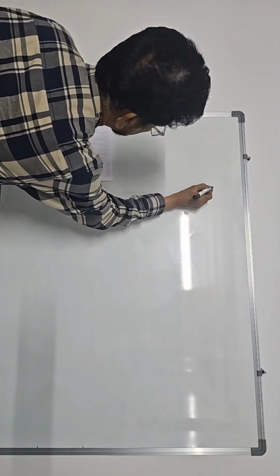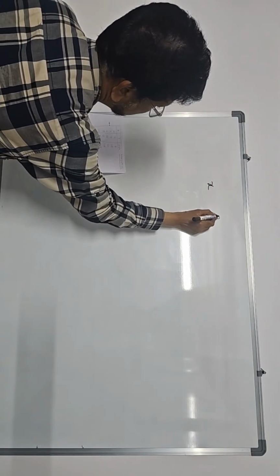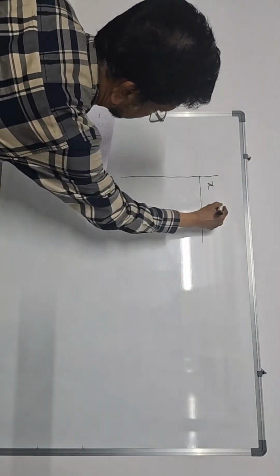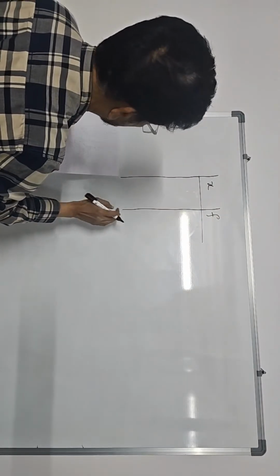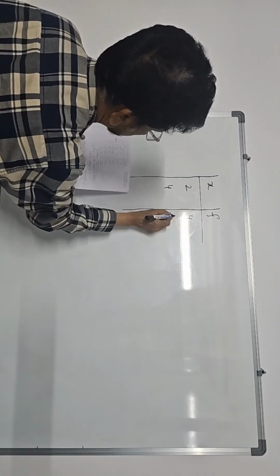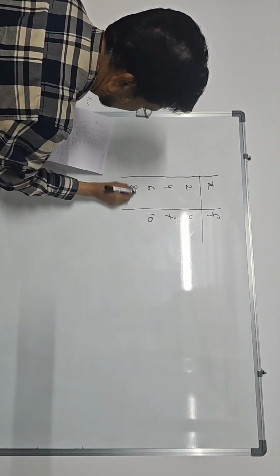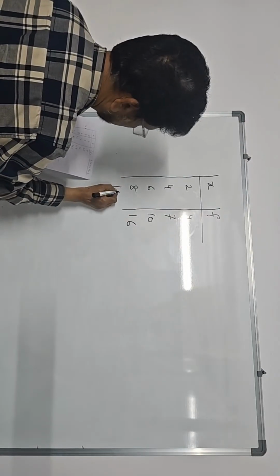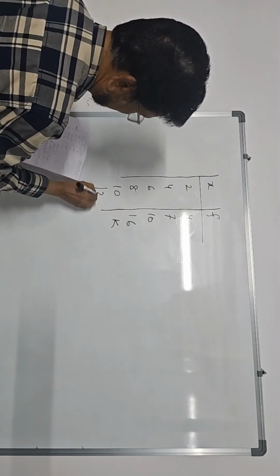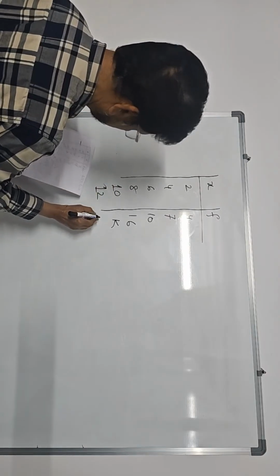A table is given, x is given, and frequency f is given. These two are given to us. X is 2, f is 4. 4, this is 7. This is 6, this is 10. This is 8, this is 16. 10, this is k. Instead of giving a number, he has given k. It is 12. This is given as 3.